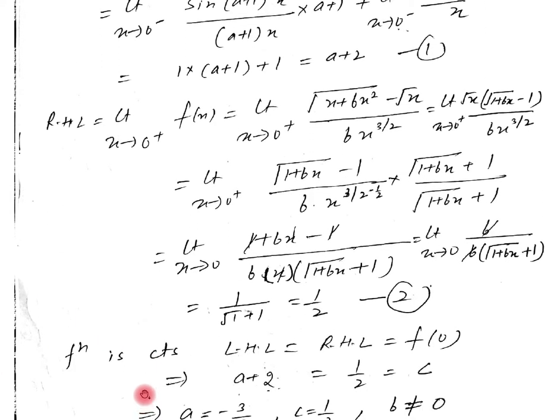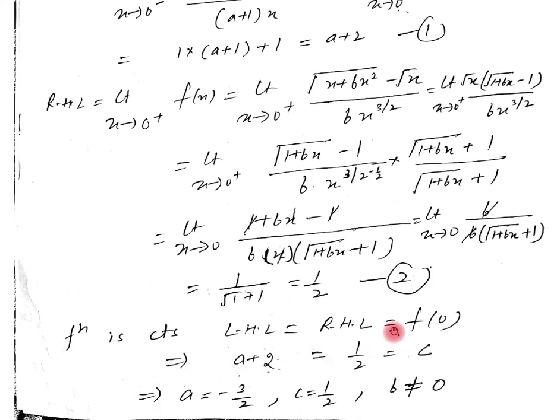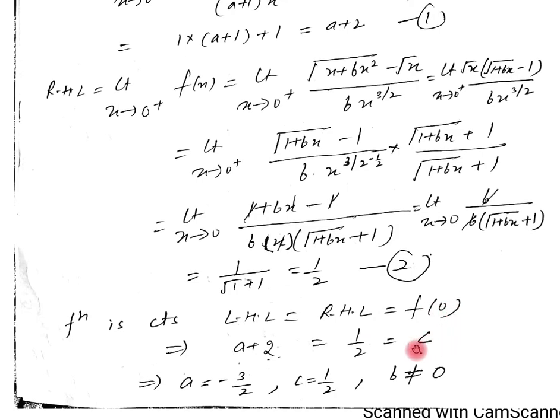So we can write the left hand limit equal to right hand limit equal to value of the function. So it is a plus 2 equal to 1 by 2 equal to c. Simplifying these two, we are getting c equal to 1 by 2. By simplifying these two, we are getting a equal to minus 3 by 2.